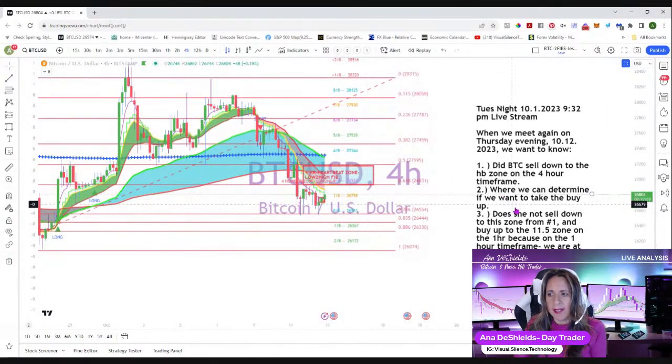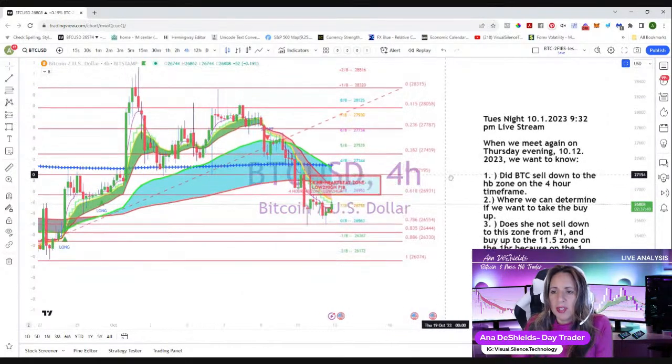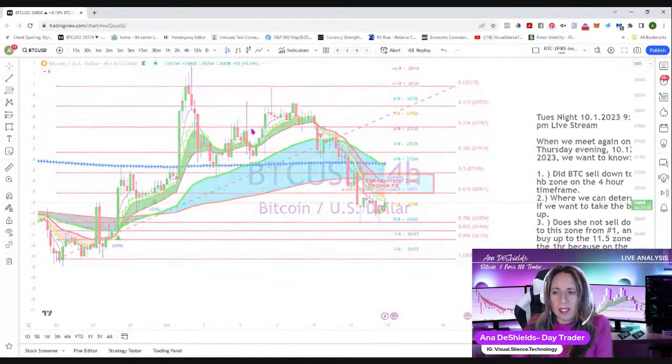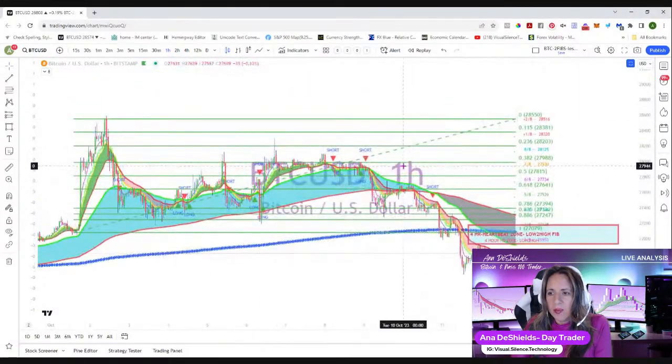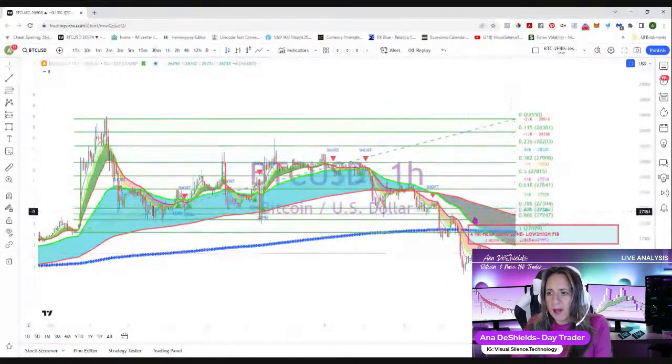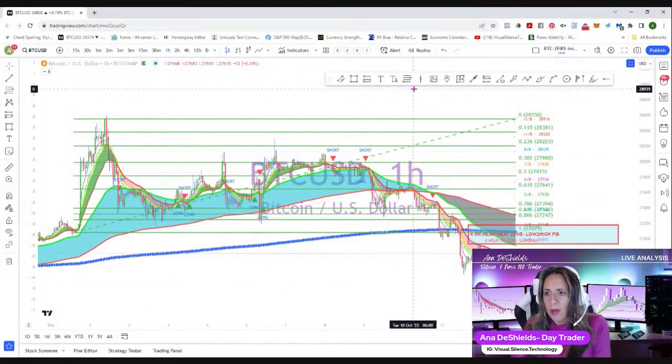She went even past there, where we can determine if we want to take the buy up. Does she not sell down to the zone from number one and buy up to the 11.5 zone on the 1 hour? Because on the 1 hour time frame, we are at the zone where she could normally return back up to the buy trend. So on that 1 hour, what we were saying was, and here's that fib, when she was down here, she was at this awesome area where she should buy back up and then sell up to this zone, up to the 11.5. Was she going to do that? Well, we see that she didn't.